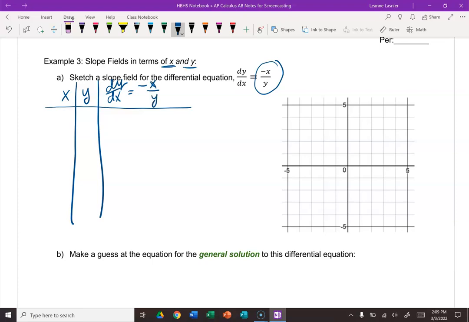Also, that means that, for example, at x equals -1 and y equals 0, that'll give me one type of slope, -1, or no, +1 over 0, which is undefined.